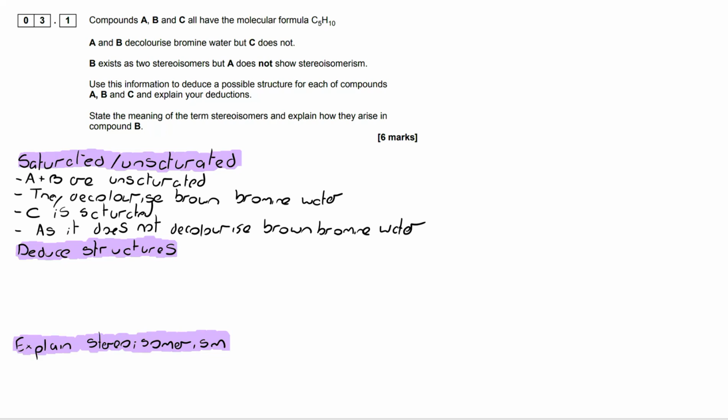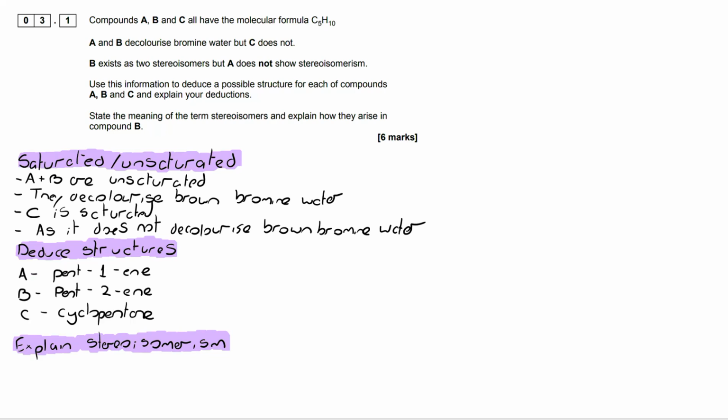So we're on the way to completing the first of the 3 phases here. We need to explain it a little further. We know that A and B are unsaturated because they do decolorize the brown bromine water. That's the double bonds being broken. And we know that C is saturated because it doesn't decolorize brown bromine water. So we've got one section done, and we then move on to deduce the structures.